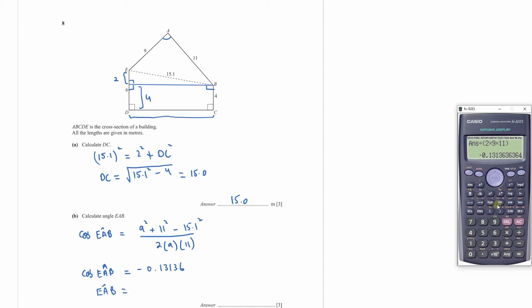So let's take cos inverse of this answer. So this is 97.54. Again, this is a non-exact answer, so you write the angles up to 1 decimal place. So up to 1 decimal place, this will be 97.5 degrees.